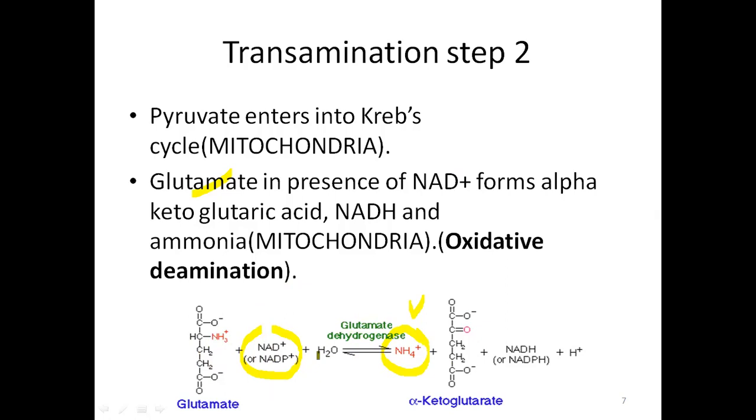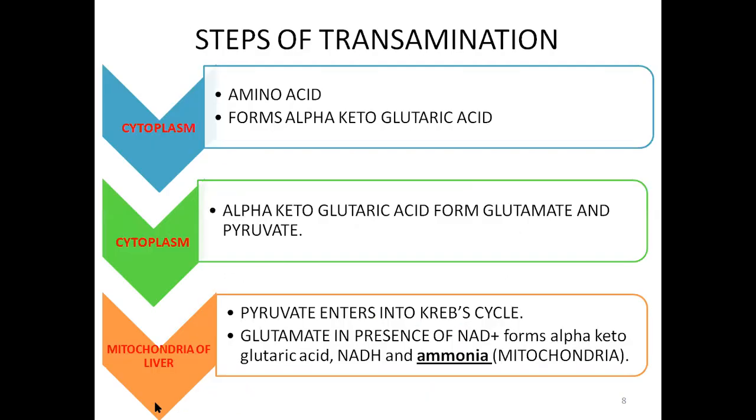Okay, so in almost all the tissues of the body, through transamination, amine group is transferred to a specific keto acid, and that keto acid comes to the liver. In the mitochondria of the liver, the specific keto acid in presence of NAD plus gets broken down and liberates ammonia. Okay, so this ammonium formed is very toxic. And what happens to this ammonia?